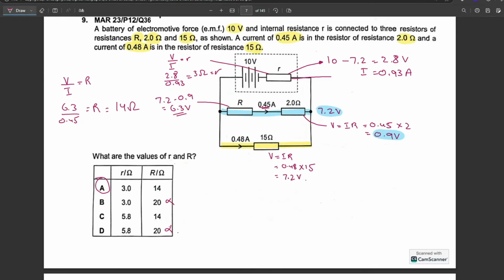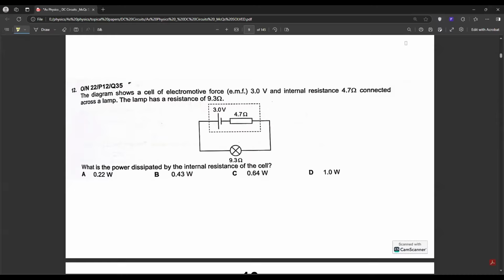Let's further move ahead. Okay, so let's start with this question. The diagram shows a cell of electromotive force 3 volts and internal resistance 4.7 ohms. The lamp has a resistance of 9.3 ohms. You have to calculate the power dissipated in the internal resistance.